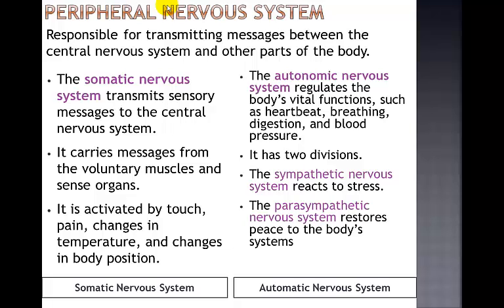The autonomic nervous system is more automatic. Things like heartbeat, breathing, your blood pressure is automatic, digestion. And again, it has two divisions: the sympathetic nervous system that reacts to stress, and the parasympathetic nervous system that calms the body down back to peace and normality.